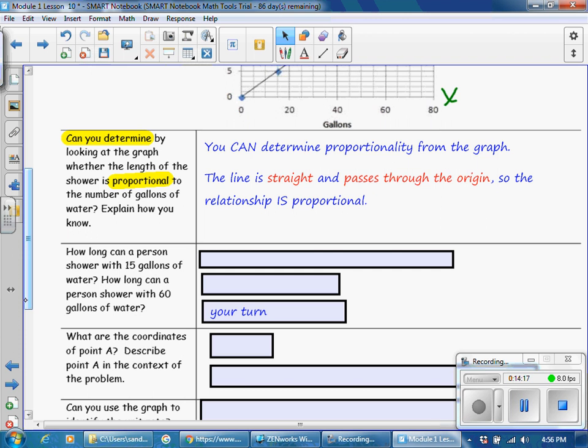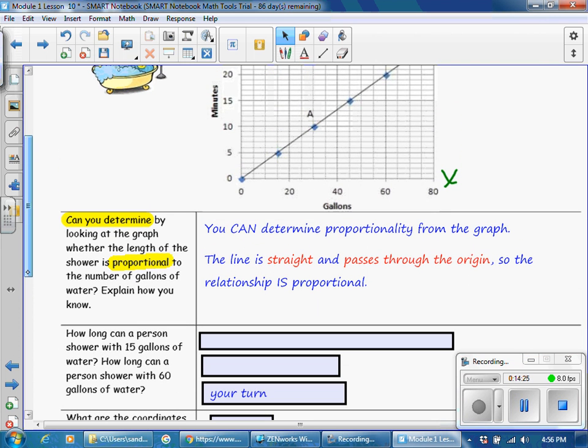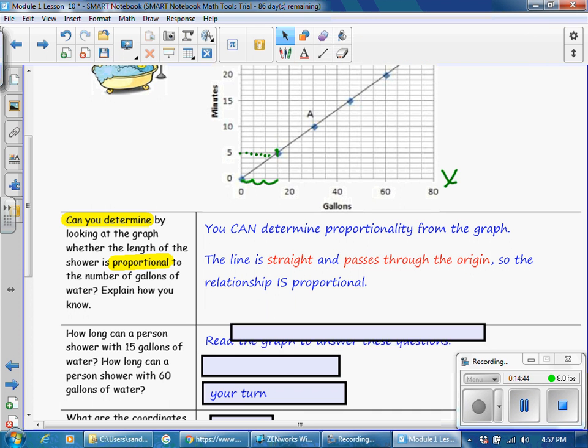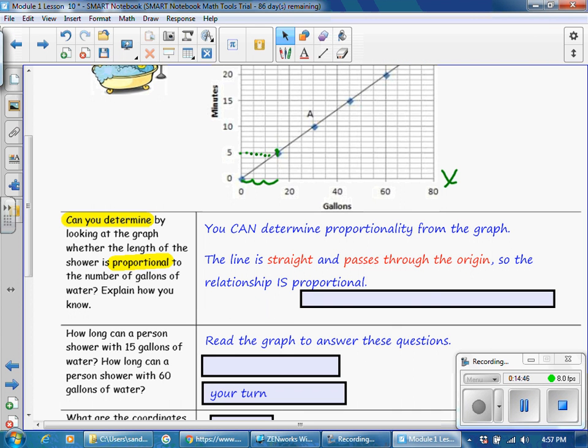How long can a person shower with 15 gallons of water? How long can a person shower with 60 gallons of water? So let's take a look at the graph and find 15 gallons of water. So we have 5, 10, 15. That's the number of gallons. Then you follow it up where it meets the line of proportionality. Then you follow that over to see how many minutes it is. So we read the graph to answer the questions. 15 gallons, you'll get a 5-minute shower.